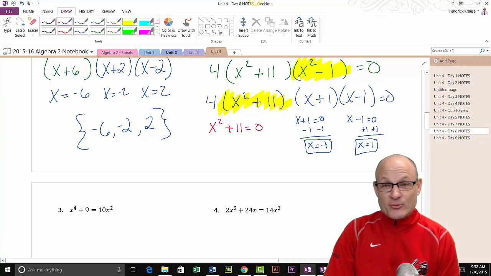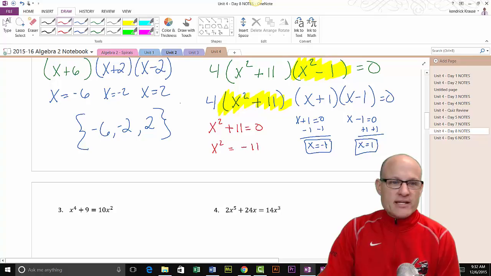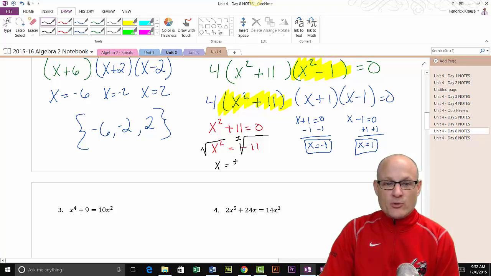It's not factorable, but it is solvable because you're in Algebra 2. So we're going to bring the 11 over to the other side. Now, in order to get rid of a square, we take the square root. But you remember, because you have that annoying teacher that says when you take the square root, you have to remember to put a plus or minus. So this gives me x equals plus or minus.